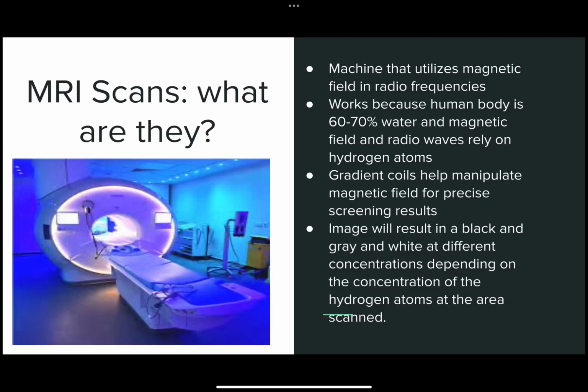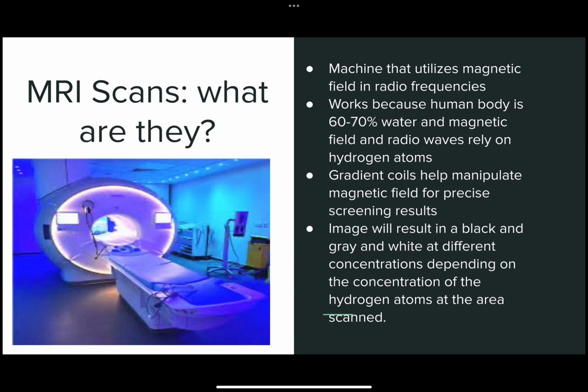Now I will move on to MRI scans and what they are. You see, MRI scans are machines that utilize magnetic fields and radio frequencies. Now you may be asking, why is that possible? We're not made out of metal. Well, that works because the human body is made up of 60 to 70% water, and magnetic fields and radio waves rely on the hydrogen atoms in H2O.